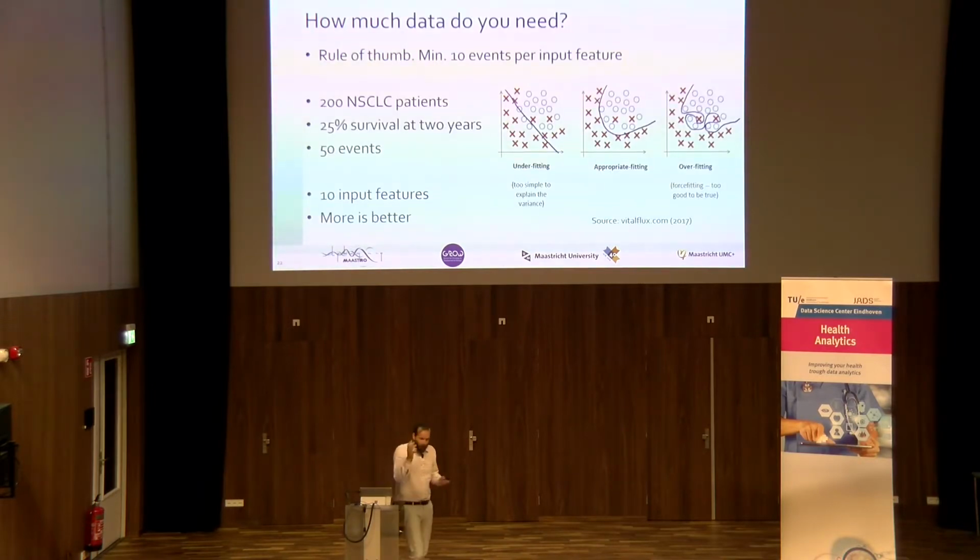One of the questions we get often: how much data do you need to get a good model? Well, the rule of thumb is that we need about 10 events per input feature. This is done to prevent overfitting. For example, suppose you have 200 lung cancer patients, and you have 25% survival at 2 years. You have about 50 events.